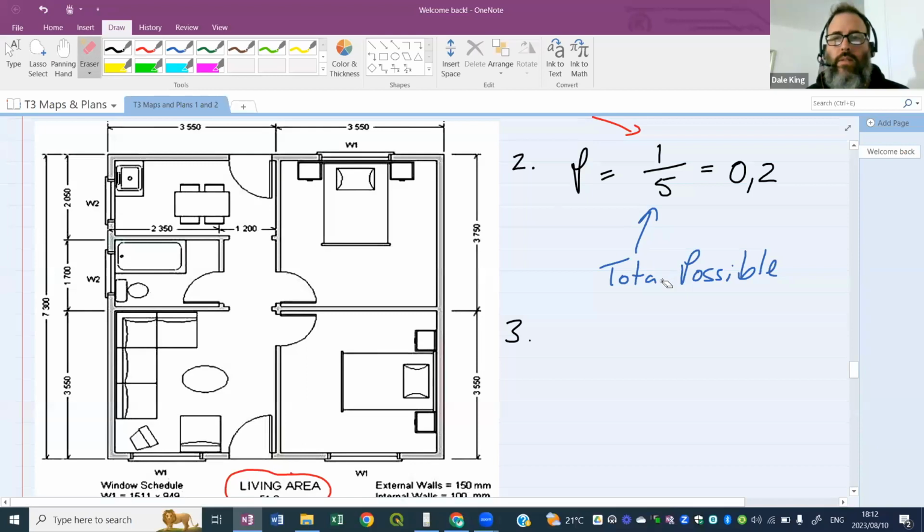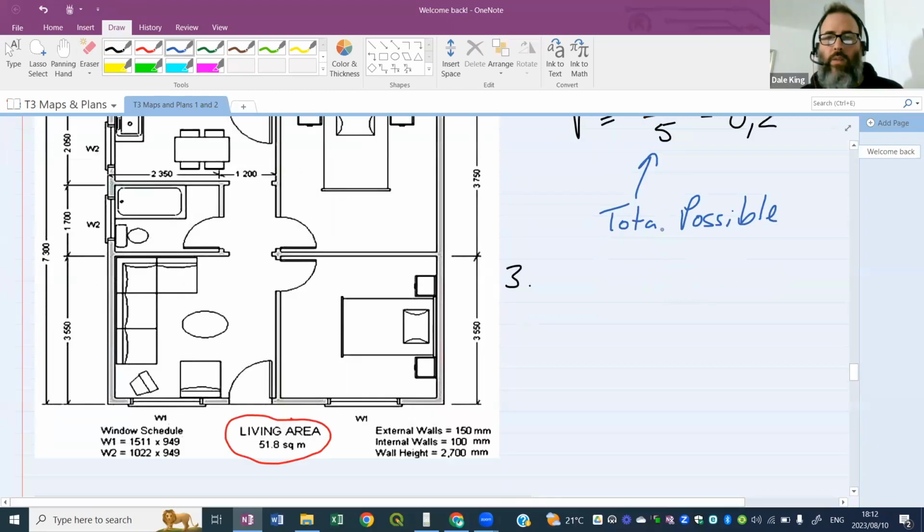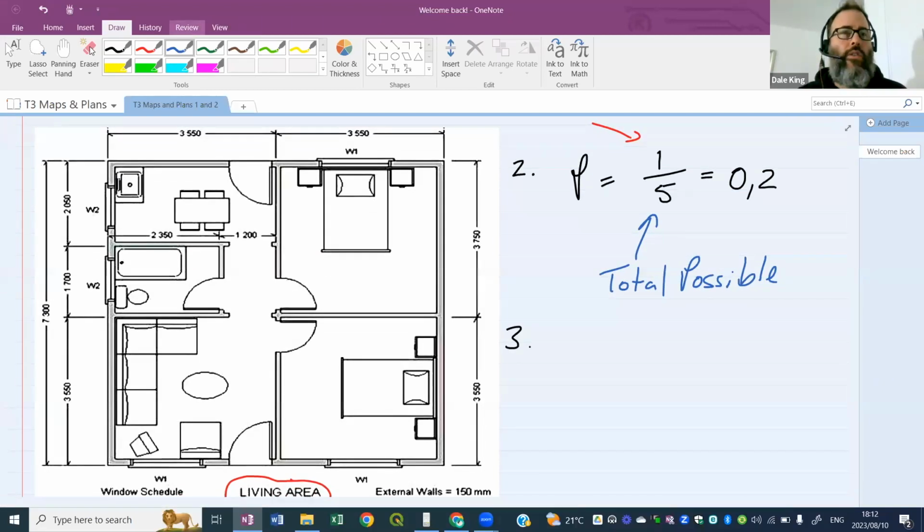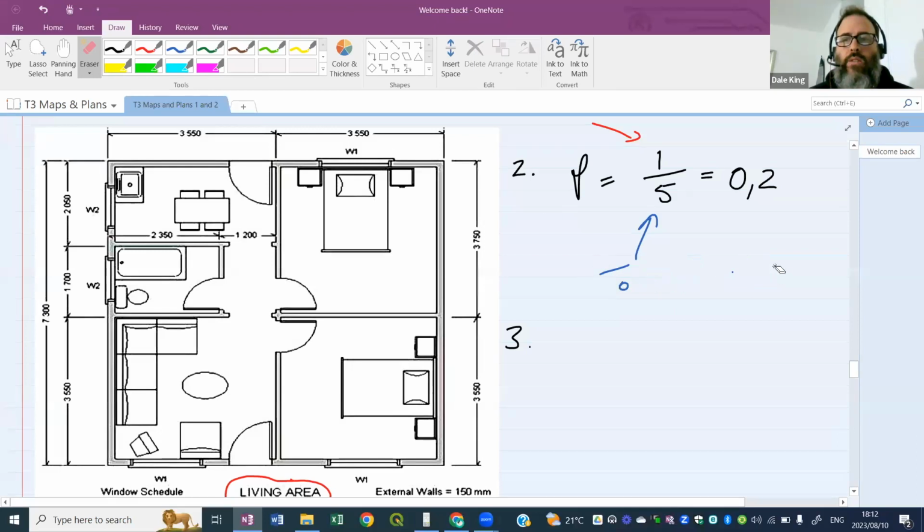What do I do? Ladies and gentlemen, what do I do? Can anyone out there help me? How could we confirm the square meterage of this house? Anyone have any ideas? What should I do to confirm how many square meters this house is? All right, I'll put it in brackets here, 51,8 meters squared. How can I confirm that this house's living area is 51,8 meters squared? Anybody? Somebody.